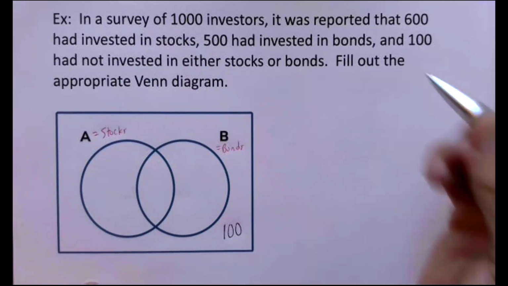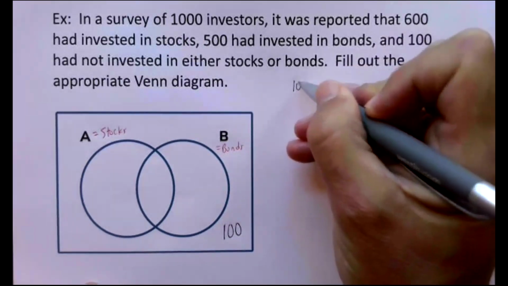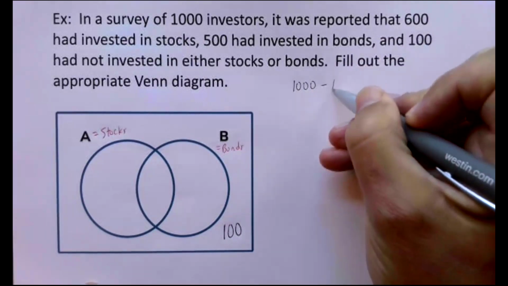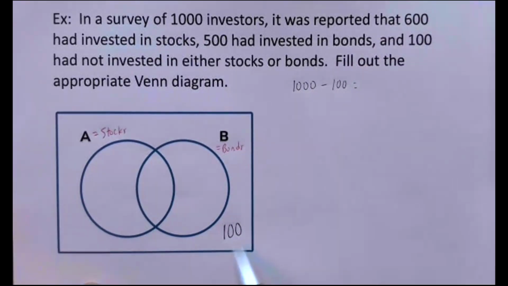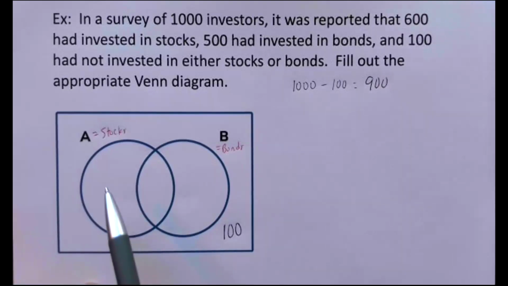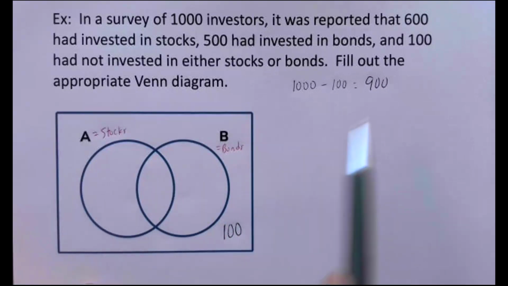Now, it is true that I still have 900 people to account for, right? Because there were 1,000 people that were surveyed and 100 of them did not invest in either. So I still got 900 people that I need to deal with, right? There needs to be like 900 more people that I need to put in here. These 100 people are out here, but the rest of the 900 are going to be in here somewhere. In other words, I do know that this number plus this number plus this number should add up to 900. I do know that.